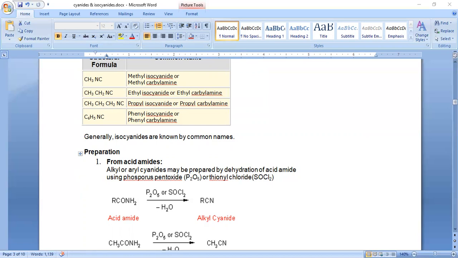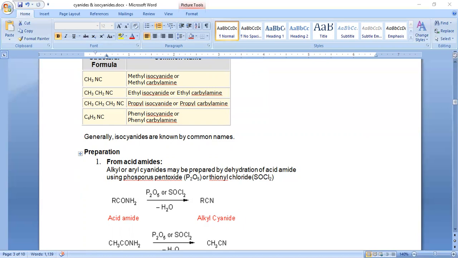Next one is RMgX. Before going to RMgX, the second one is from alkyl halide. When alkyl halide is treated with potassium cyanide, as we have already studied in our intermediate, we get the cyanide. Instead of potassium cyanide, if you use silver cyanide, then we get isocyanide. Why are we getting different products?